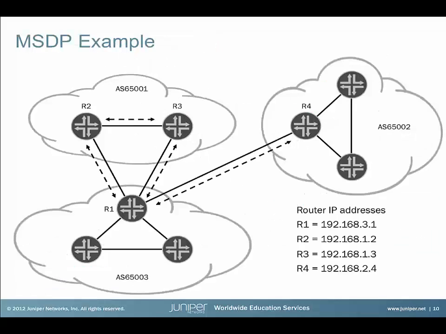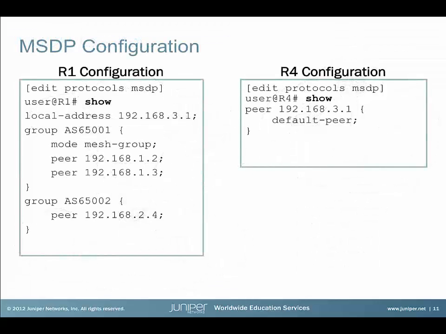So we're going to do an example configuration based on this slide. As you can see, we have 4 routers with the loopback addresses of each. We have 3 ASs: 65001, 65002, and 65003. So here is the basic MSDP configuration.